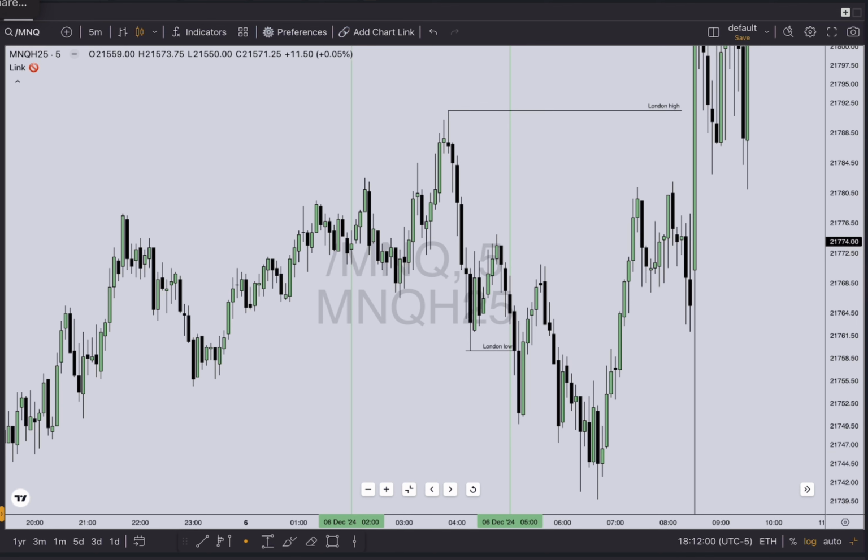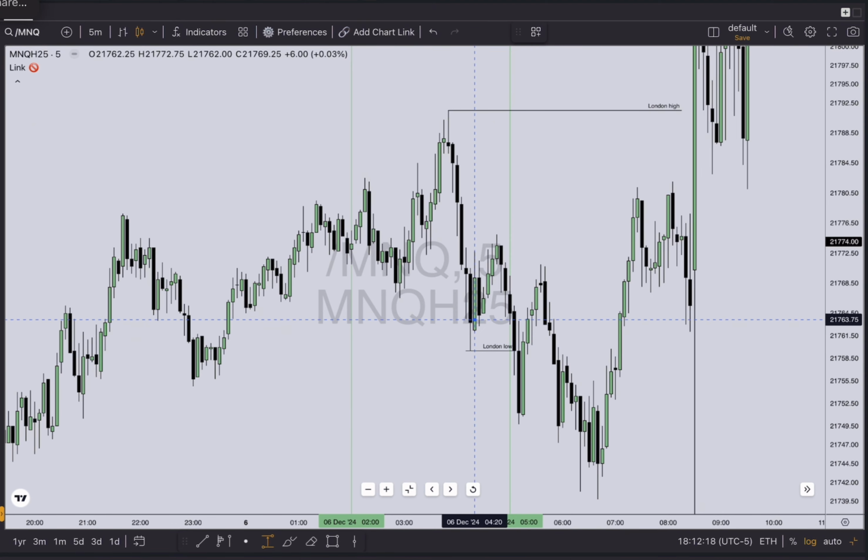So for between 2 and 5, you're going to look for the highest high and the lowest low and mark those out. This is London low. This is London session high. These are very nice draws on liquidity to target.